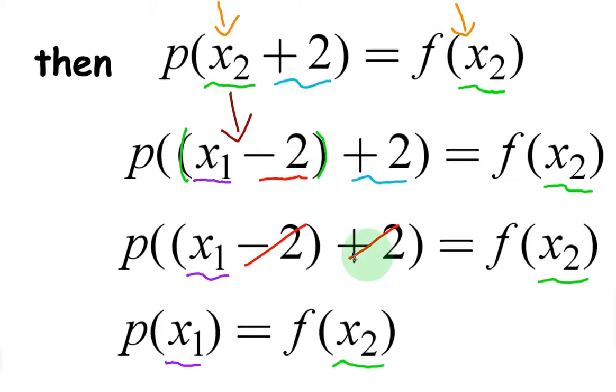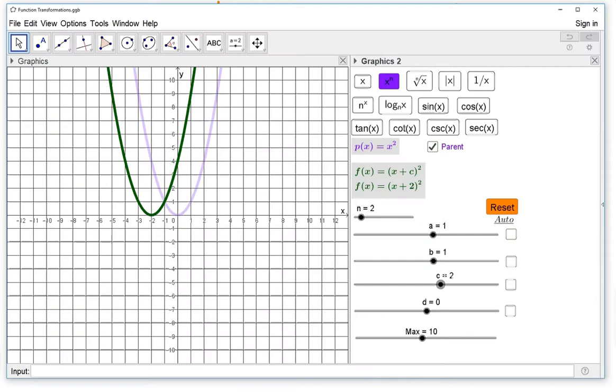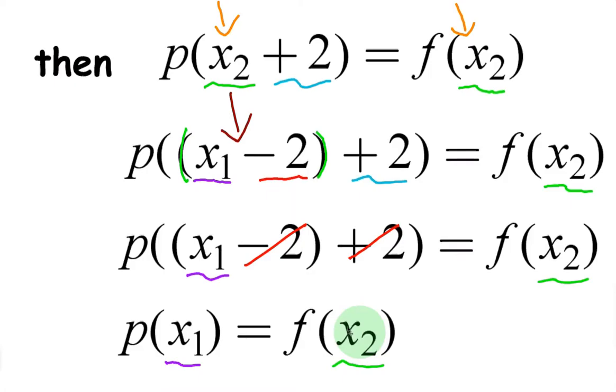Now we're going to see why it works. Now we're going to see that our minus 2 and plus 2 cancel, and we have p of x1 is equal to f of x2. In other words, the y value for my initial x value is equal to the same y value for my new x value. When we look at this example we had here, p of x1 would be equal to 9, right? And then f of x2, in other words, f of 1, is also equal to 9. It's the same thing happening graphically as with our proof.